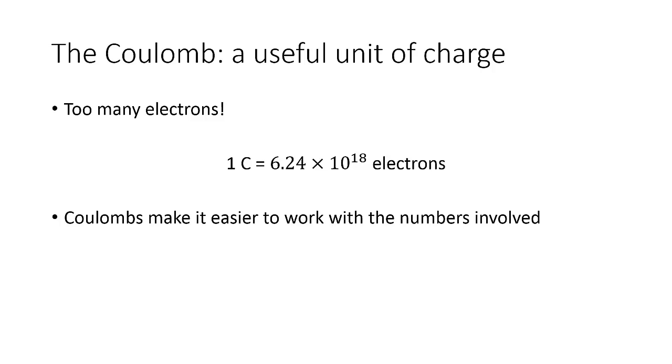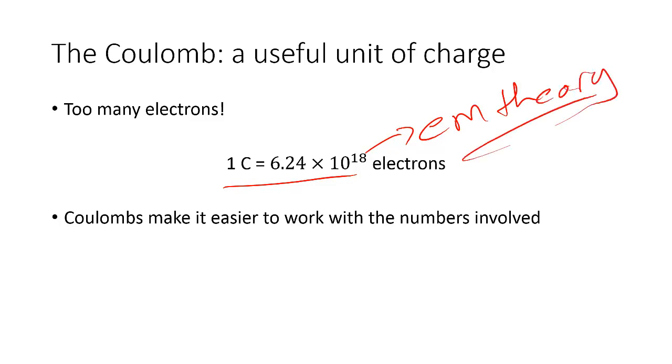So instead what we do is we introduce a unit called the coulomb. And the coulomb is just a useful unit of charge. And 1 coulomb right here is quite a large number of electrons, 6.24 times 10 to the 18. The exact number, so why is it this? It comes from electromagnetic theory.